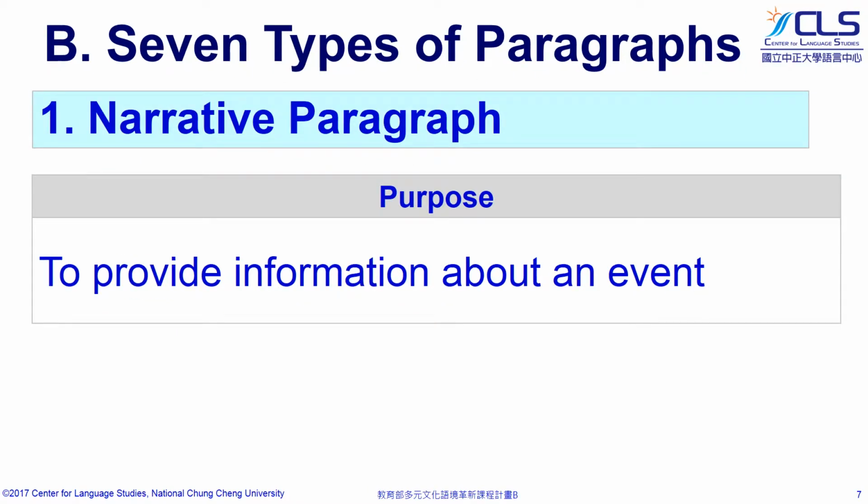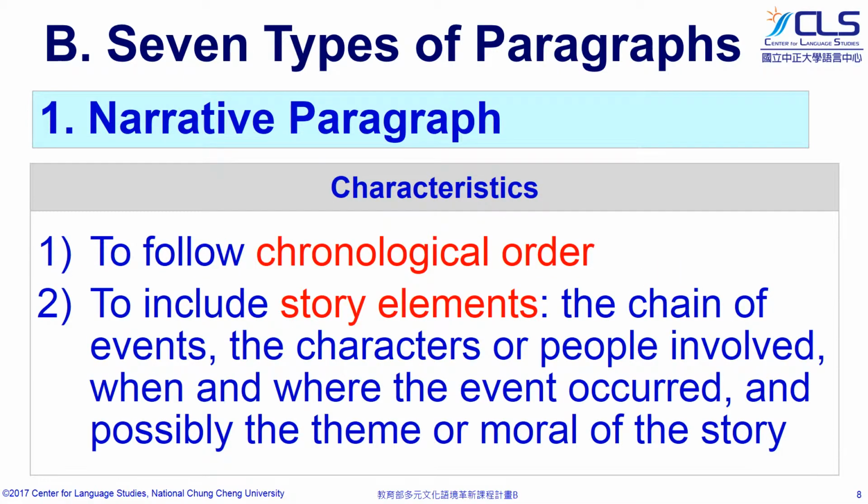So let's look at the narrative paragraph first. It's usually used to provide information about an event. So usually, the events are organized in chronological order. Also, it may include the following story elements: the chain of events of the story, the characters or people involved, when and where the event occurred, and possibly the theme or moral of the story.